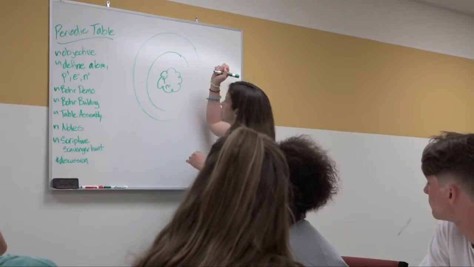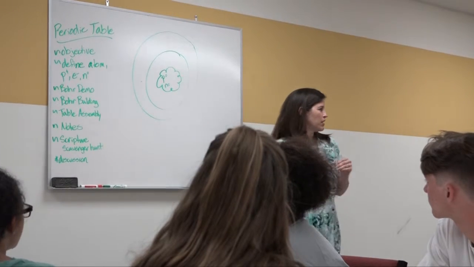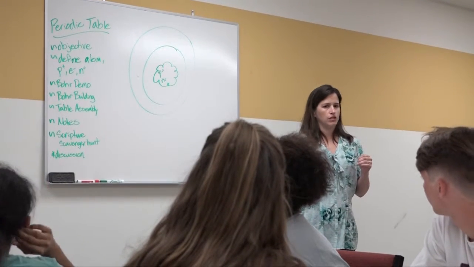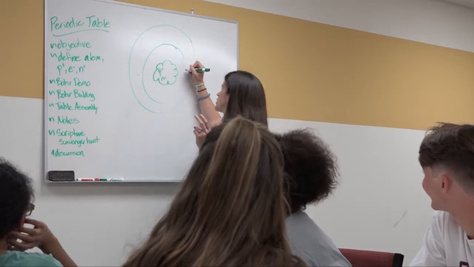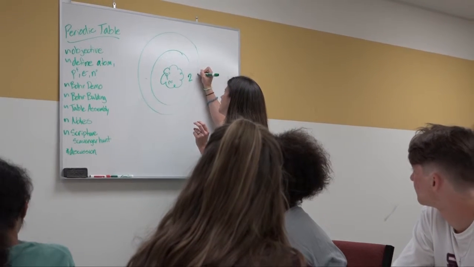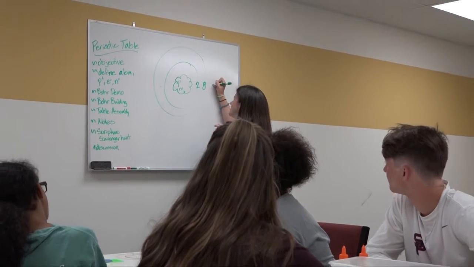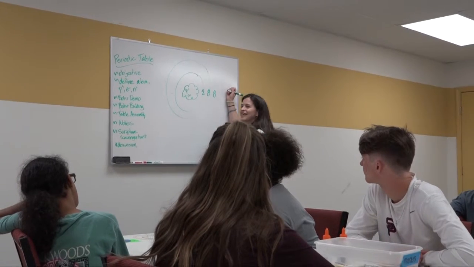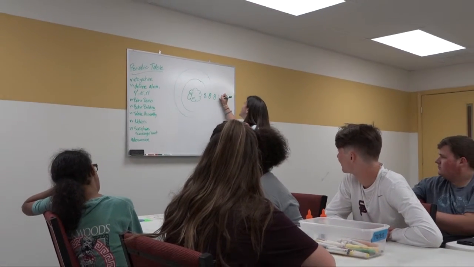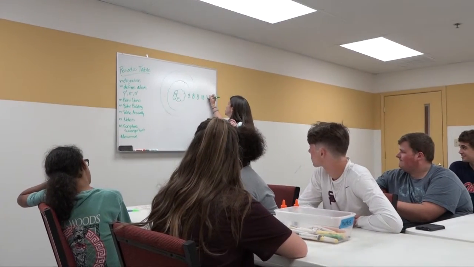And on the first circle, y'all probably already know this, how many electrons can we put on the first circle? 2. We can put 2 on the first one. How many on the second one? 8. How about the third one? 8. Okay, do we know past that? 18. And then 32.